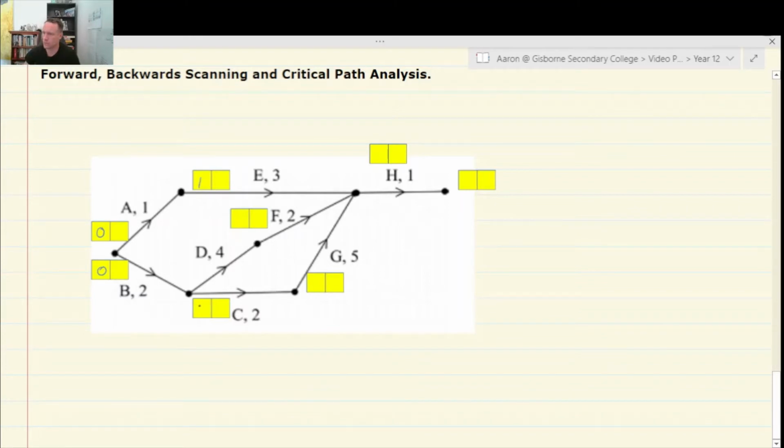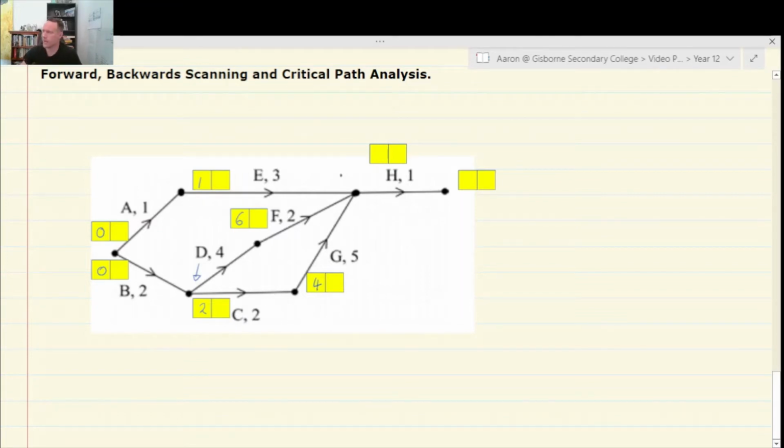C, however, can start at 2. This is actually C and D's start time, and it just applies to anything coming out of this vertex here. B takes 2 hours, so C can start after 2 hours. Now we can keep running along this. So F can start after 6 hours. And from that, we can see that G can start after 4 hours. It's 2 hours to complete B, 2 hours to complete C, so G can start after 4 hours.